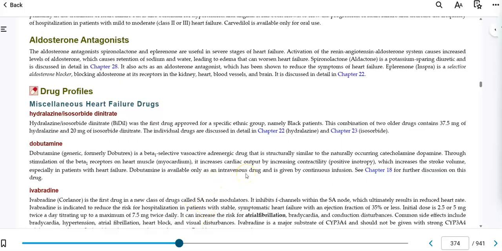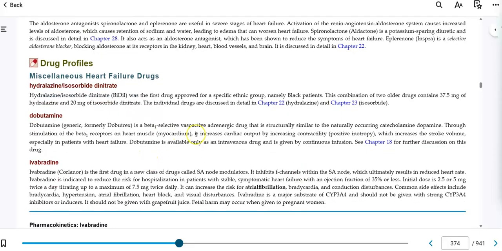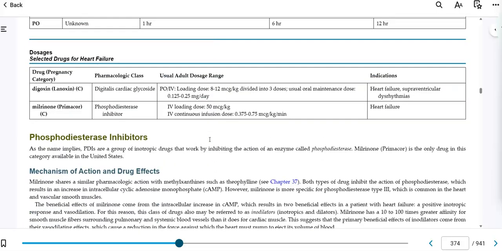We have to give this one IV by continuous infusion. So these patients are going to be in an ICU for continuous monitoring. Usually this is on a titratable scale, so as my patient's chest pain gets better, I can decrease their amount of dobutamine. I play with that based on how they're breathing, what their lung sounds are like, what their urinary output is, and what their heart rate is. It gives me some parameters on adjusting based on how my patient's doing.